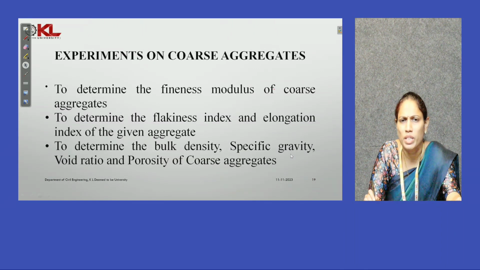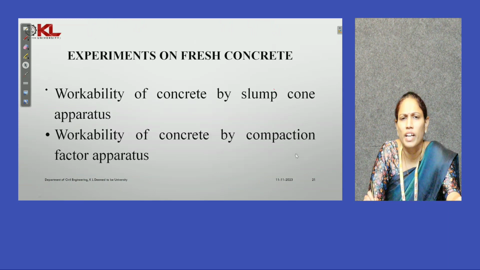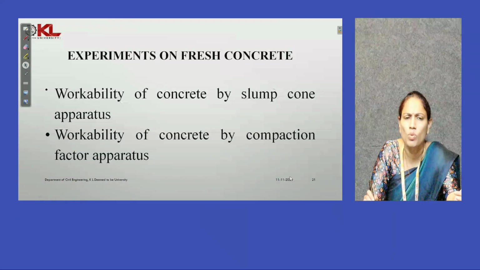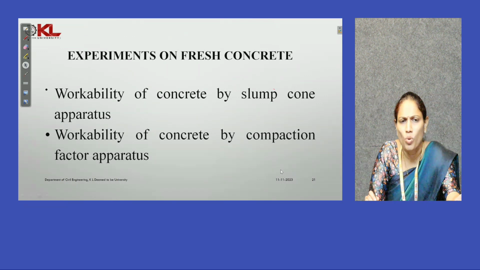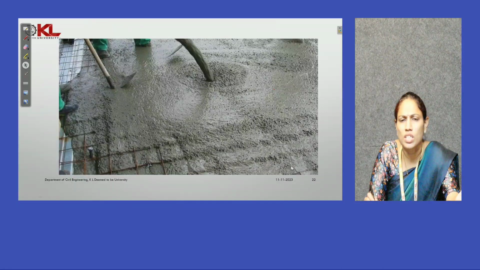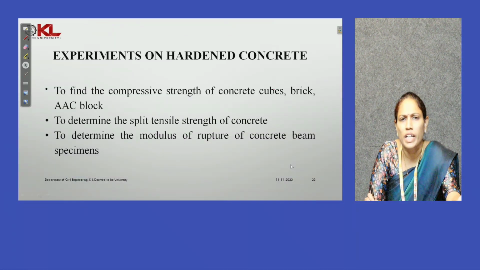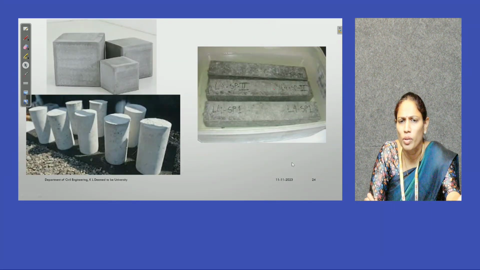Experiments on fine aggregate: to determine the fineness modulus of fine aggregate, bulk density, specific gravity, voids ratio and porosity of fine aggregates. Then experiments on coarse aggregates. Experiments on fresh concrete mean we are going to see workability based on the slump cone test, and workability of concrete by compaction factor apparatus. This is called fresh concrete. Experiments on hardened concrete mean we are going to see the compressive strength of concrete cubes, bricks, AAC blocks, or tensile strength and modulus of rupture of concrete beams by using certain specimens, the moulds which have specific dimensions.